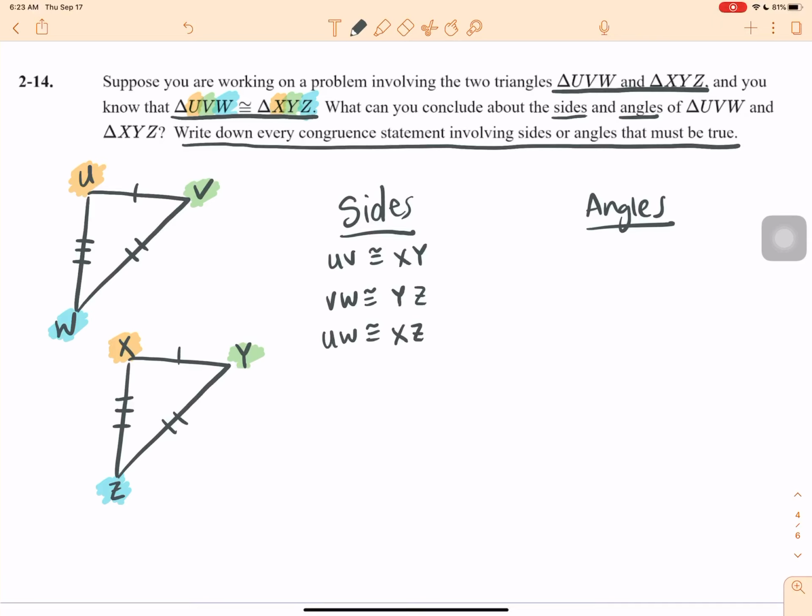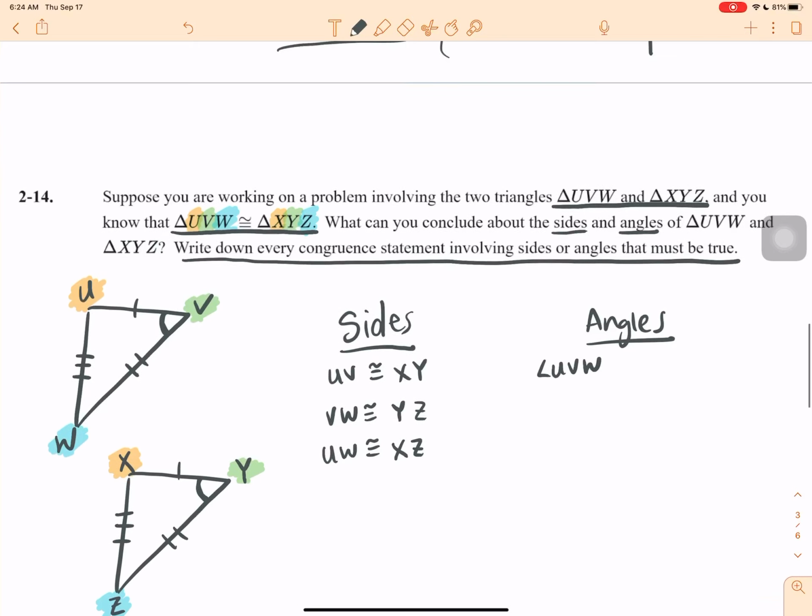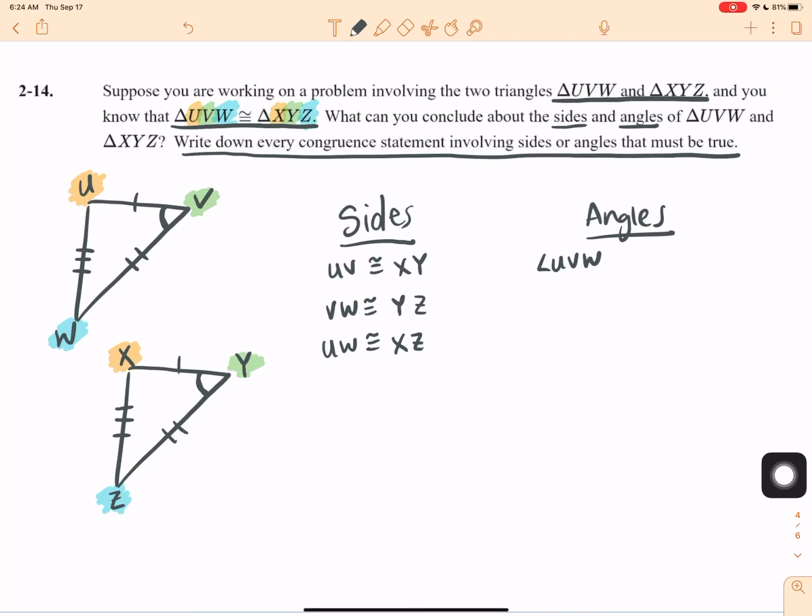So looking at this too, we know that this angle here is congruent to this angle here. So this angle could be UVW, and you could write it as WVU. It just depends on what you prefer. But for mine, I'm going to write UVW. So then I have to write the corresponding parts. UVW is congruent to XYZ.